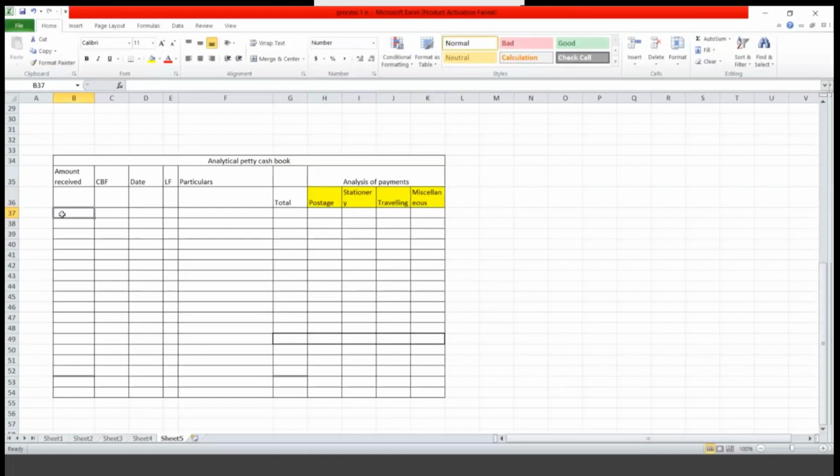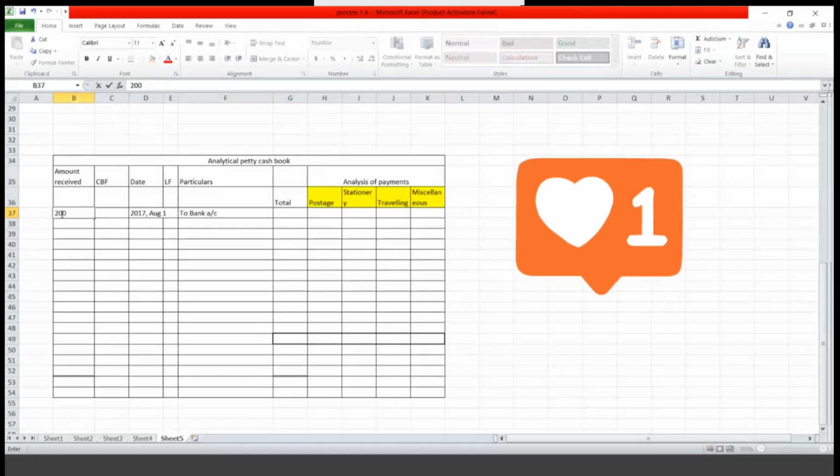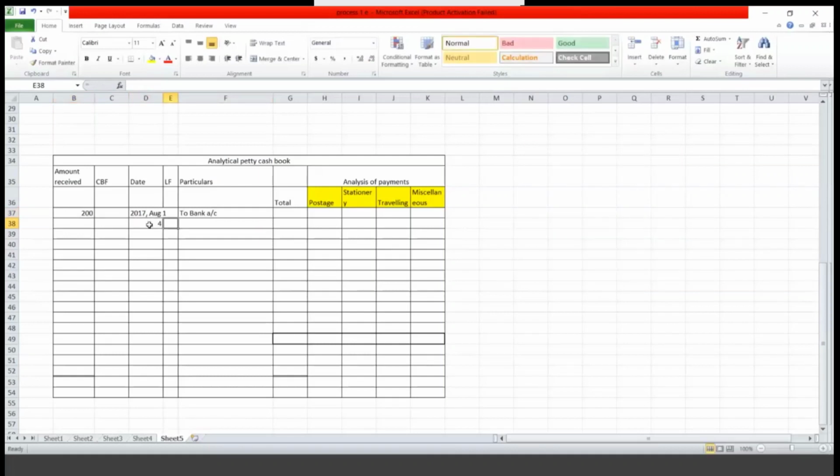Now first, 2017 August 1st. What is the transaction they have given? Received imprest cheque. So we will write down bank account. What is the amount? 200 rupees they have received. And after that, on the 4th, it started with the payments. So payments will be on the credit side.